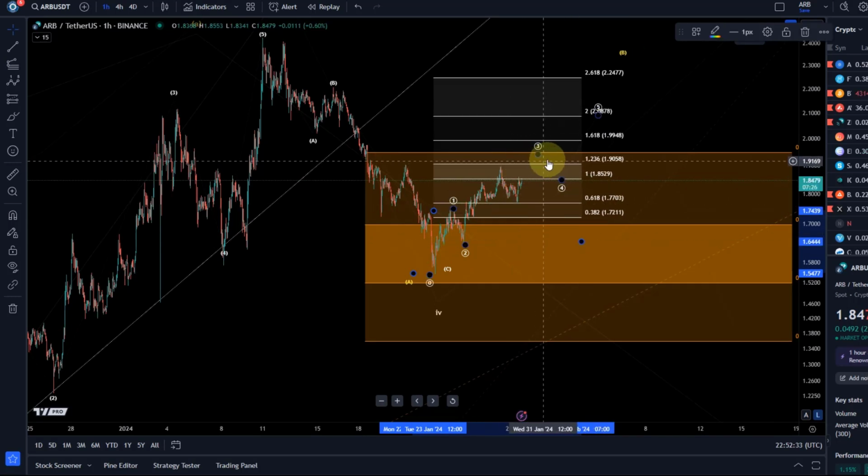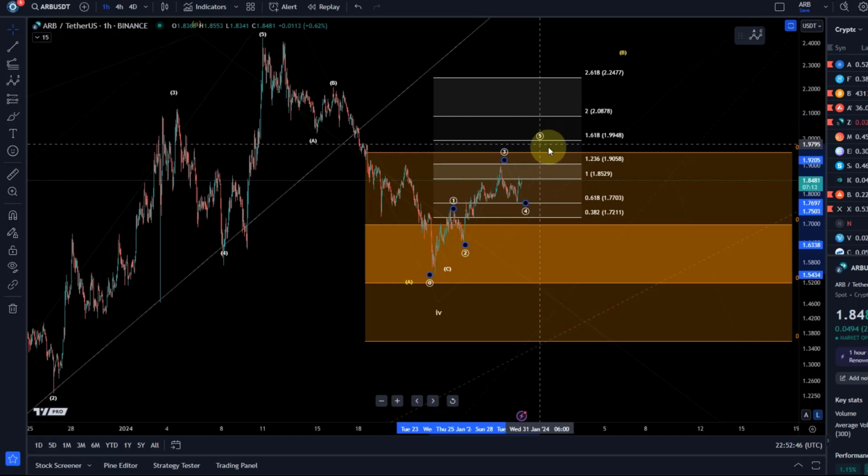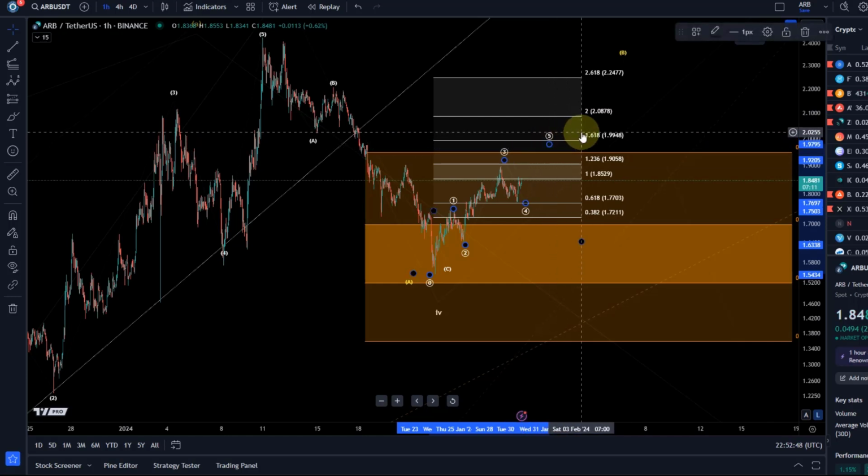So one more high to, oh no, it didn't. One second. Oh yeah, okay. One more high to possibly $1.99. Yeah, it would look like that. One move up here in wave 5 to roughly $1.99, $2.